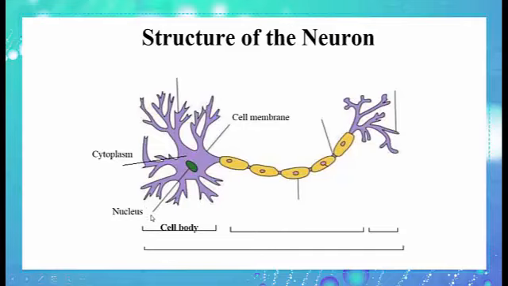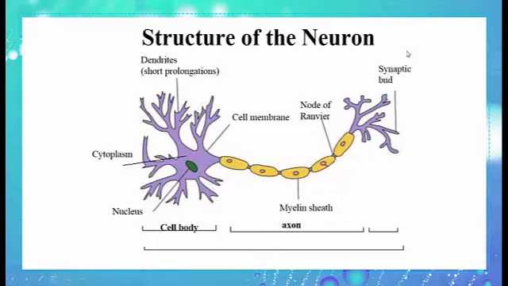From the cell body, we have 2 types of extensions or prolongations. These purple prolongations are the short prolongations, and there is one long prolongation. The short prolongations are called dendrites, while the long prolongation is called the axon. Around the axon, we have this substance called myelin sheath. The space between 2 myelin sheaths is called the node of Ranvier.